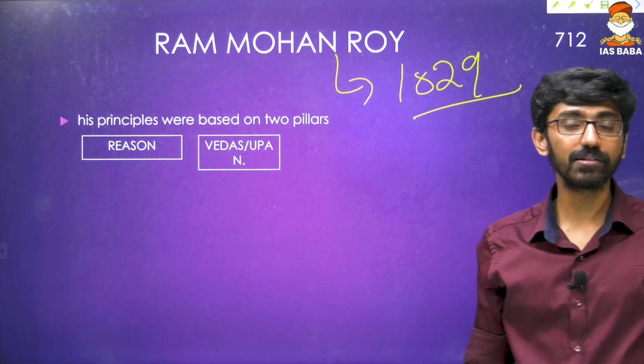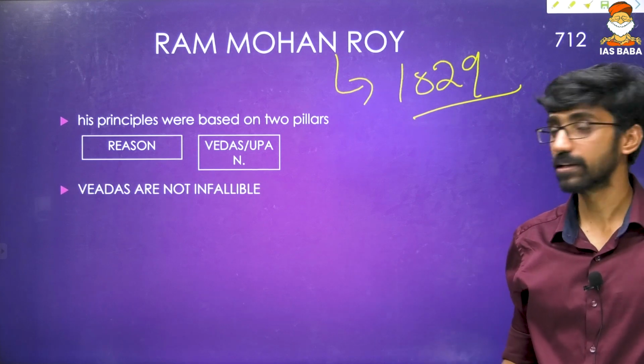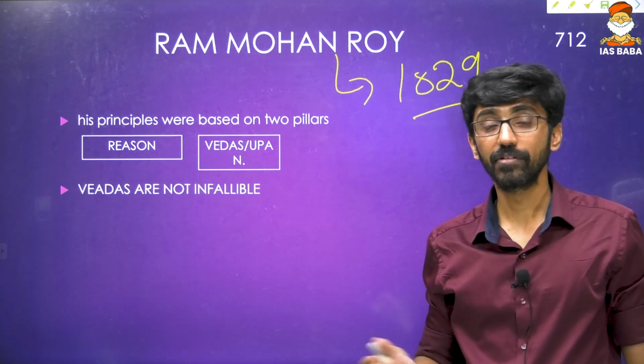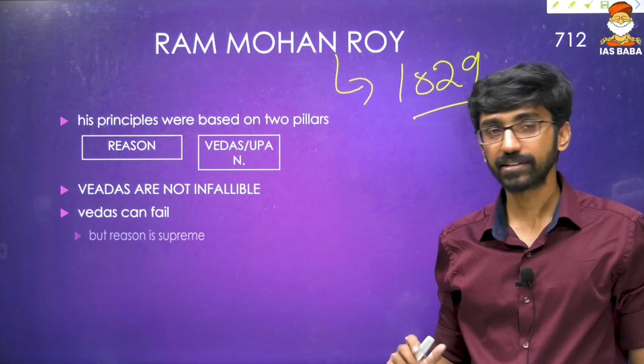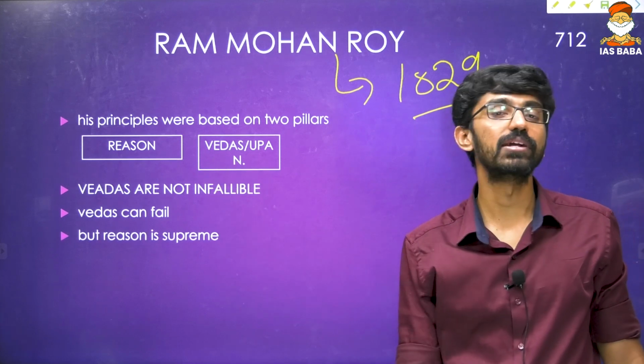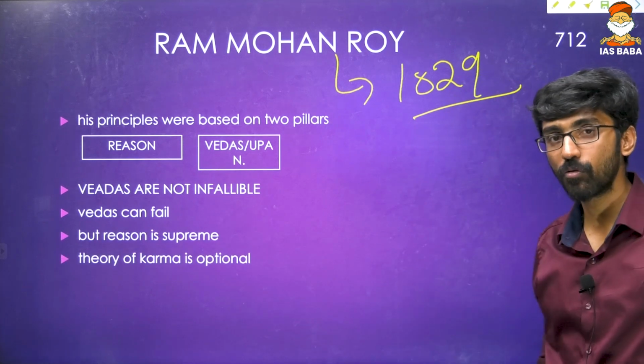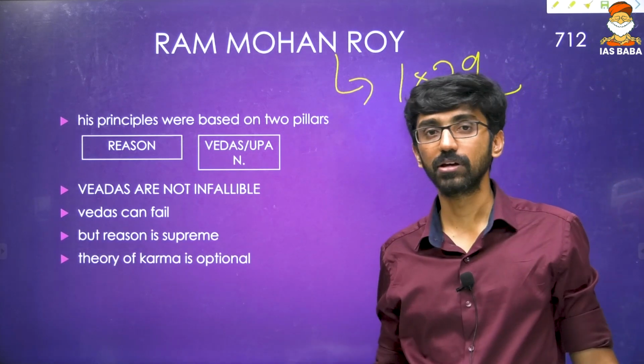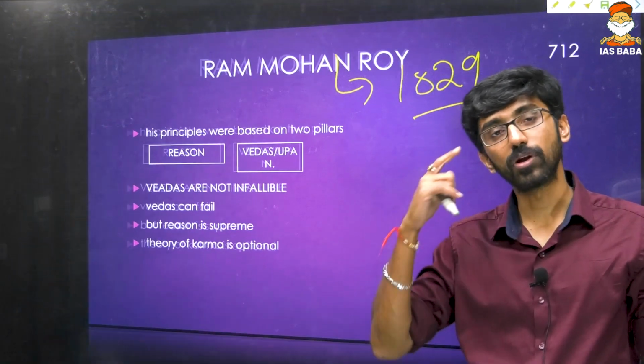So reason, that rationality. He said the Vedas are not infallible. Vedas can fail, but reason is supreme. Ultimately, reason is supreme, and the theory of karma, if you want to believe, is your choice. That is an optional theory, according to Raja Ram Mohan Roy's Brahmo Samaj.